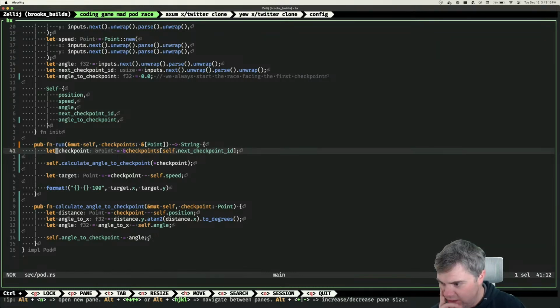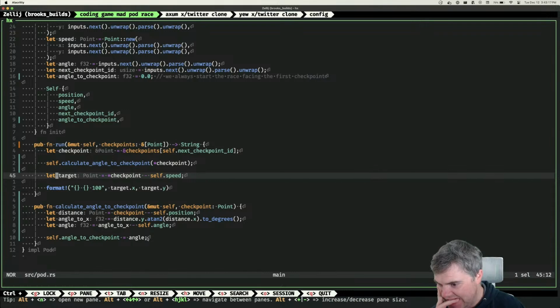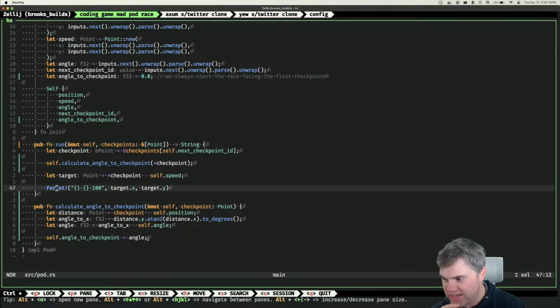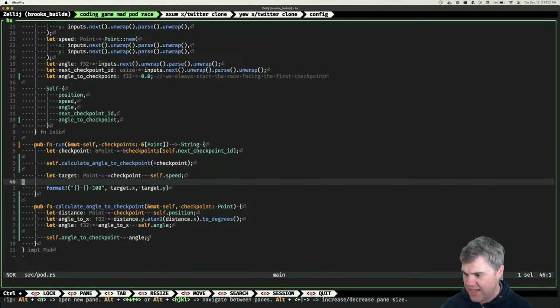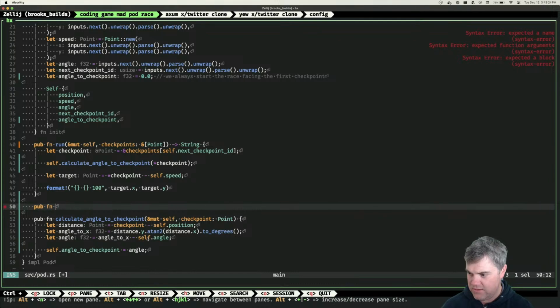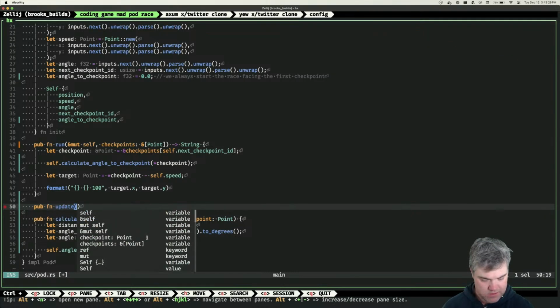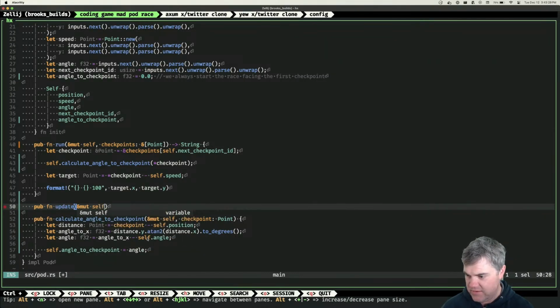So I figure out the checkpoint. I want to calculate the angle to the checkpoint. I figure out what the target is and I go with that. So I kind of want to have an update here. And this will have a mute itself. And the checkpoints. I'm not going to return anything.